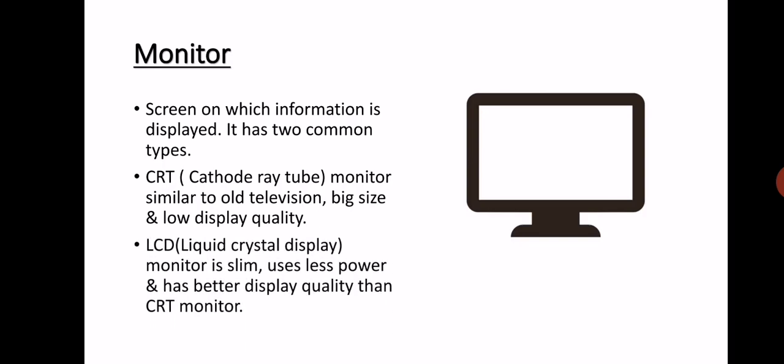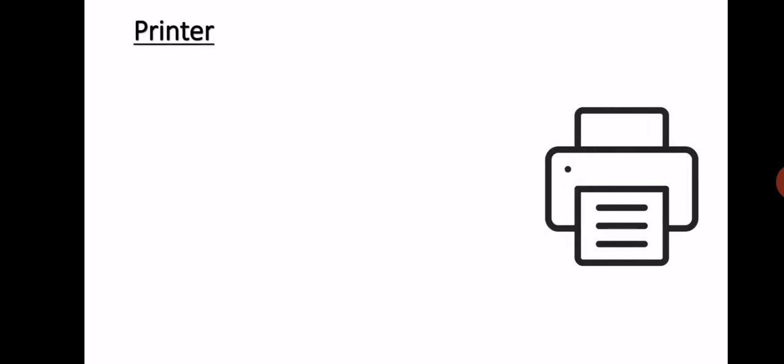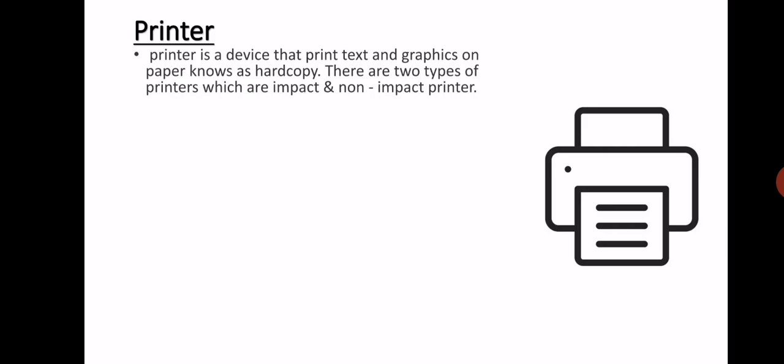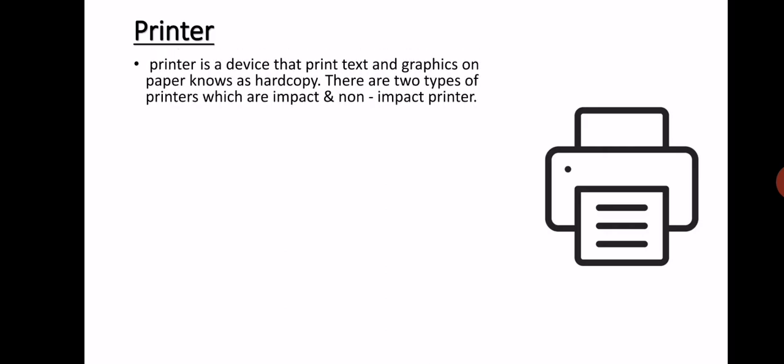LCD, that is liquid crystal display. These monitors are slim in size, use less power and have better display quality than CRT monitors. Printer. A printer is a device that prints text and graphics on paper, known as hard copy. There are two types of printers, which are impact printer and non-impact printer.